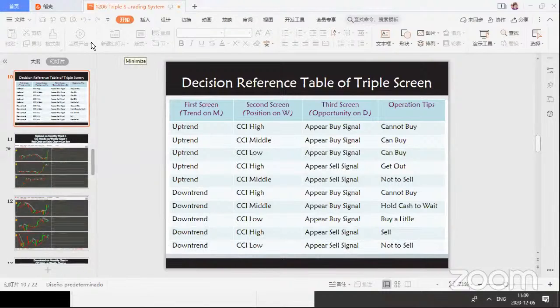This indicator for penny stocks only? No, I don't think so. All of the shares can use.